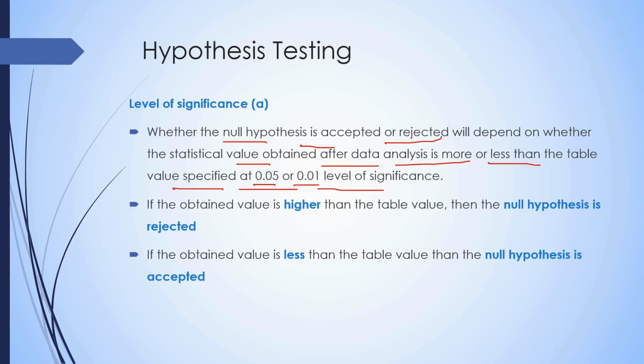If the obtained value is higher than the table value, then the null hypothesis is rejected. If the obtained value is less than the table value, then the null hypothesis is accepted. Okay, this is something that you need to remember. If the obtained value is higher than the table value, the null hypothesis is rejected. If the obtained value is less than the table value, then the null hypothesis is accepted.